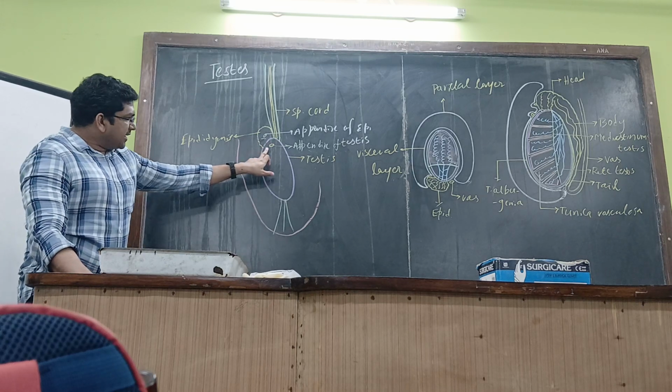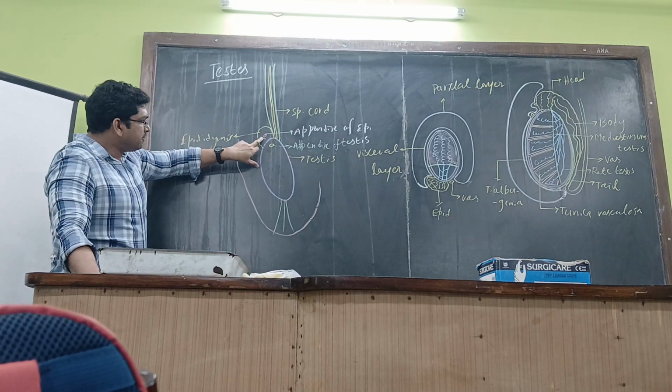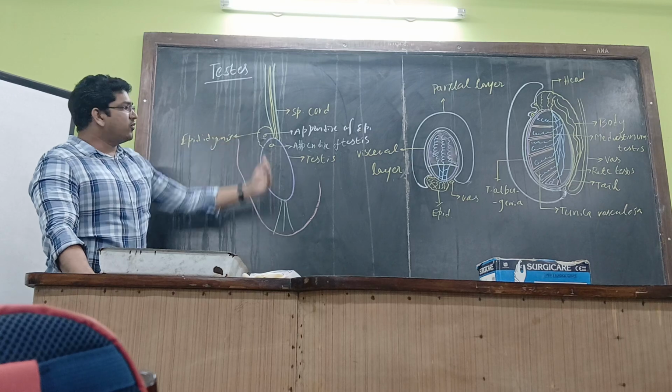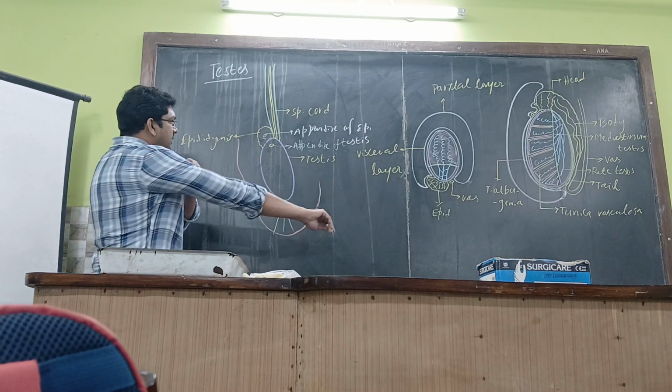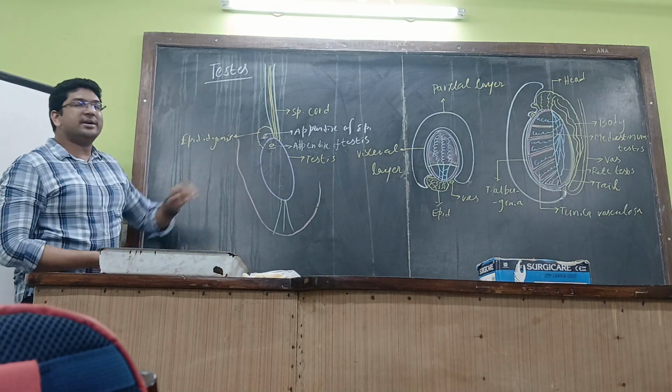What is it? The appendix of the testis is the remnant of the Mullerian duct, the cephalic part of the Mullerian duct, and the appendix of epididymis is the remnant of the mesonephric duct, from where the testis and the epididymis will be developed. You will understand that later. Okay. So towards the upper end, towards the head of the epididymis, will be the two appendices over here.